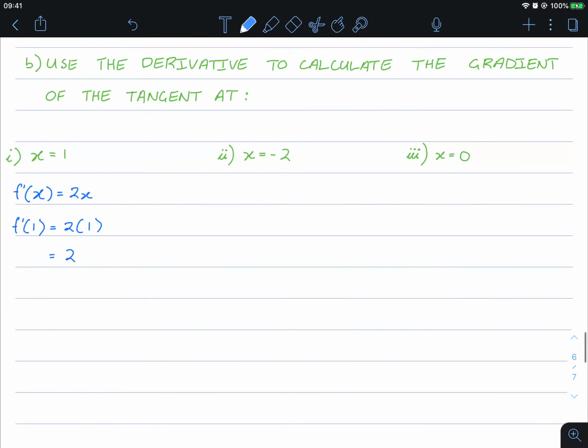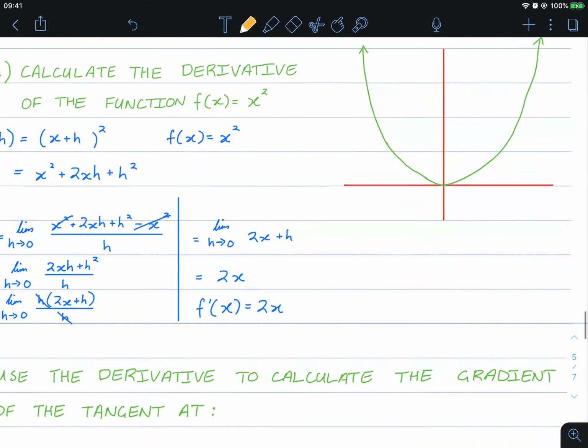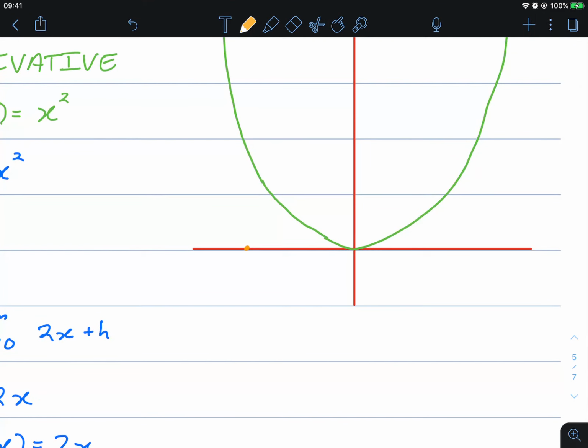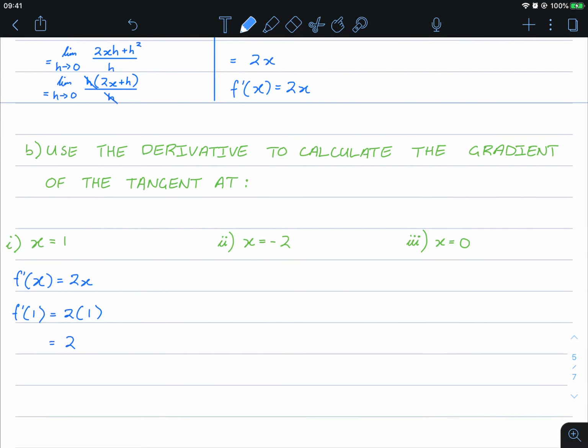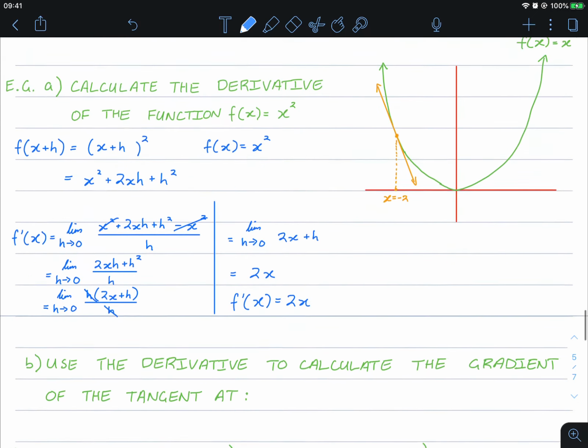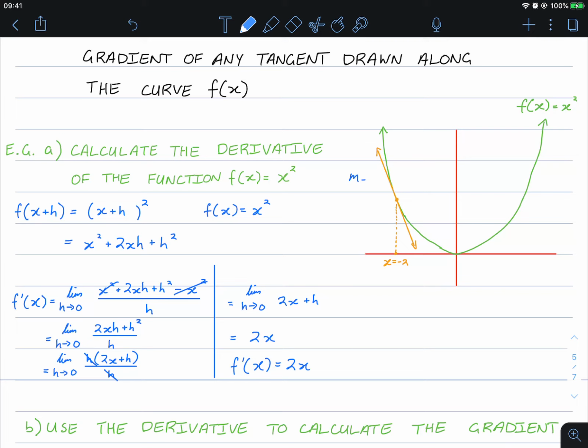At x equals -2. Again, what this means is along the curve here, we find x equals -2. We draw that point, and we draw a tangent at that point. Well, now we're going to measure the gradient of this tangent. To do that, we use the derivative, f prime, substituting -2 into the derivative. It becomes 2 times -2. So the gradient of this tangent that we've just drawn here is -4.